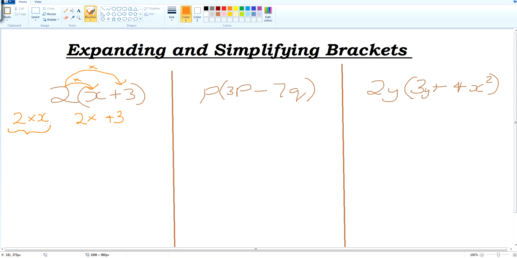So let's simplify this first of all. 2 times by x. So this is what you did last week. Do you remember this? Yeah? 2 times by x, you just put them together. That's all you can do with them. Now, we have 2 times by 3. You will see now why this plus is very, very important.